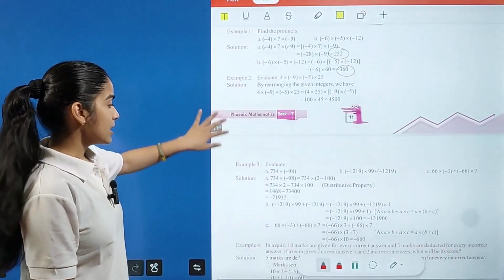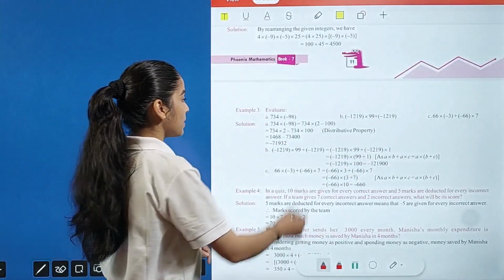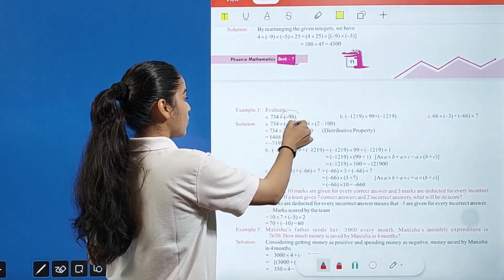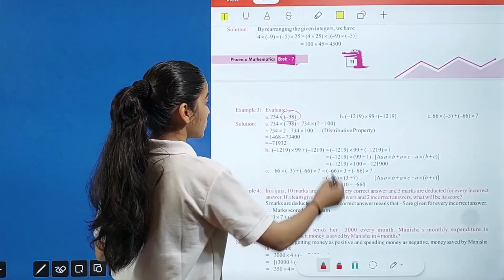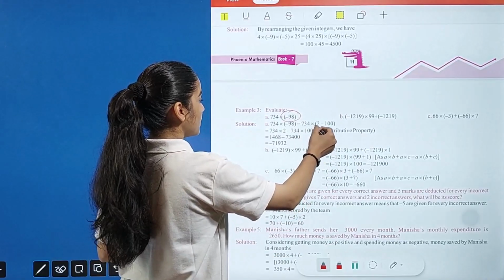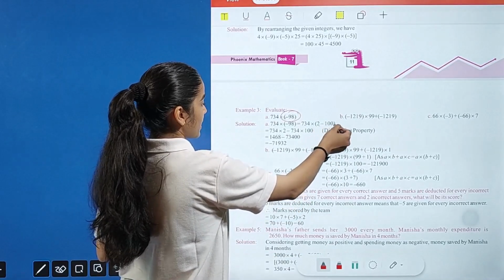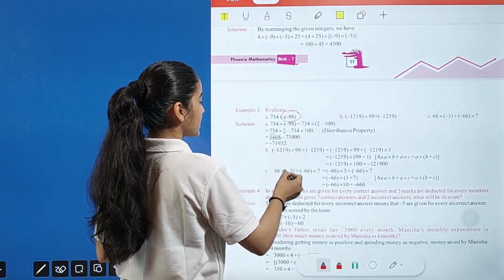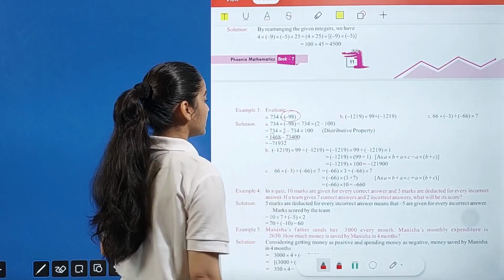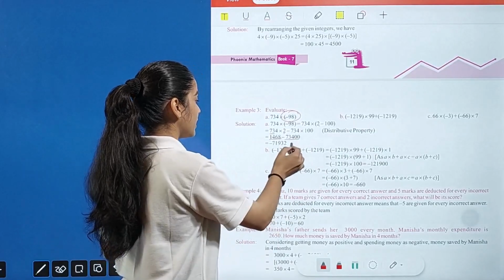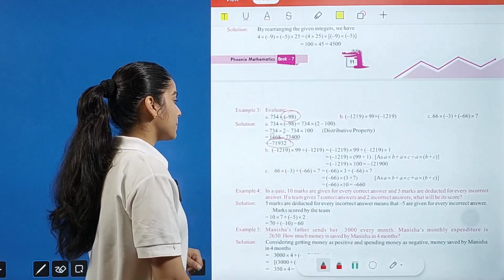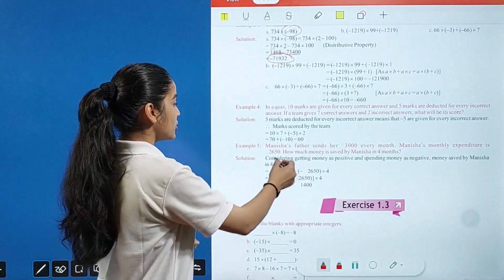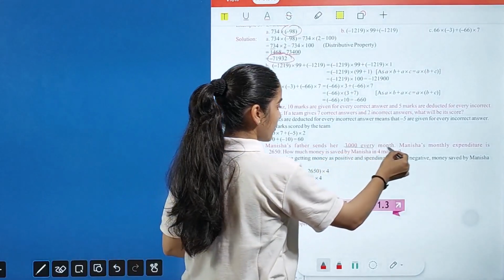Okay, students. Now evaluate 734 multiplied by minus 8. Your answer is minus, because here we have an odd number of minus signs. So your answer is 734 multiplied by 2 minus 100. 734 multiplied by 2 is 1468, and this is 73,400, and in the end you will get your answer, minus 71,932.